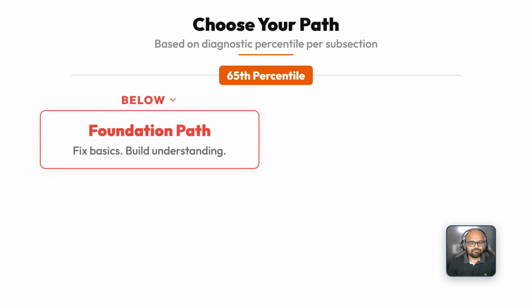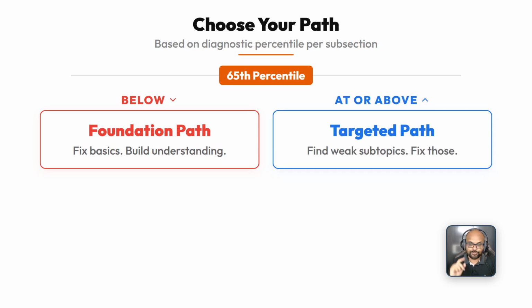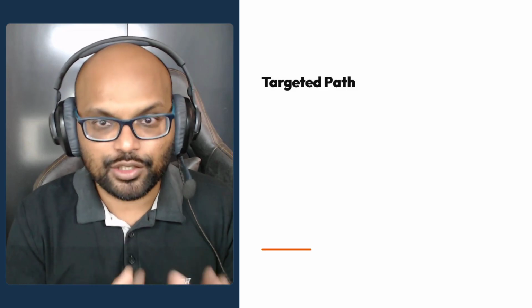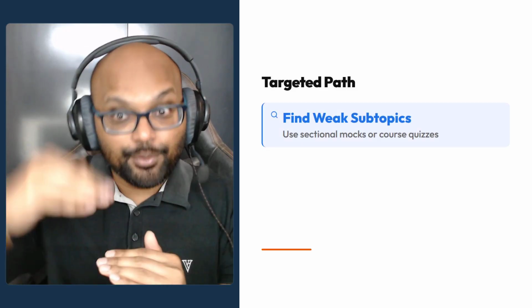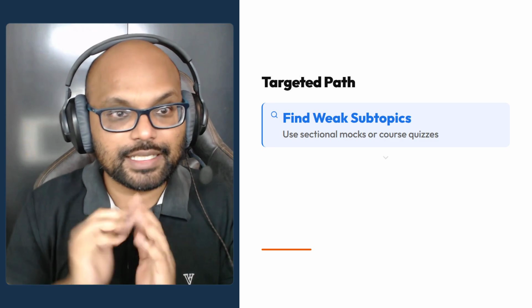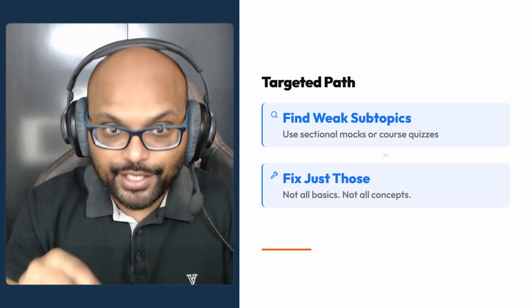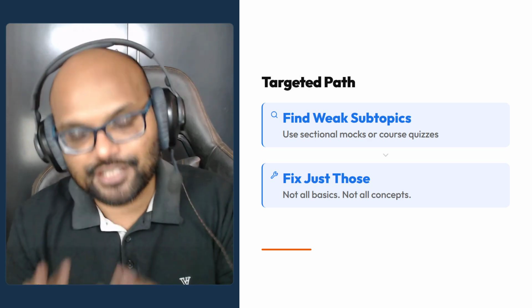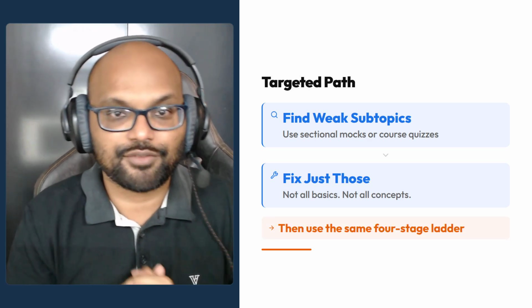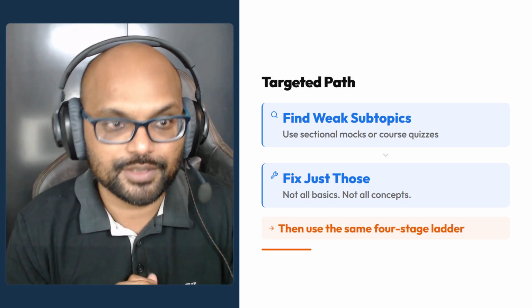Any subsection below 65th percentile goes on what I call the foundation path. You need to fix your basics, you need to build conceptual understanding. There is some work to be done there. At or above 65th percentile, targeted path. You find your weak subtopics and fix just those, not all the basics and foundation and not all the concepts.